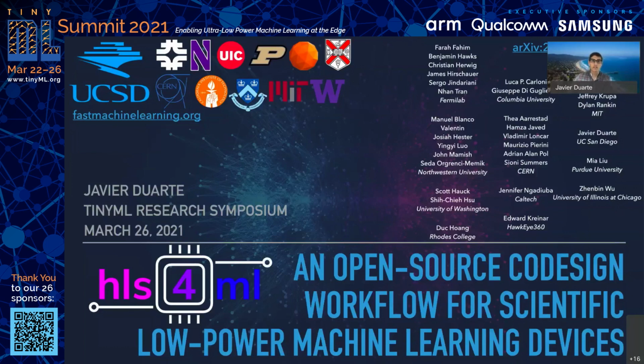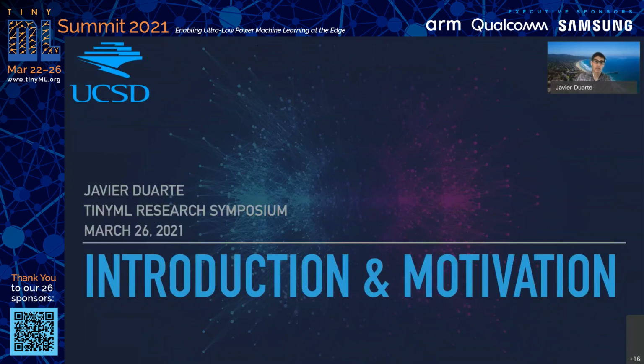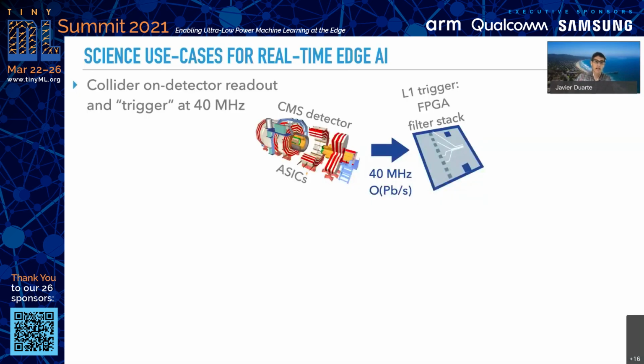So first, let me introduce a bit our motivation and what motivates our approach, which started from looking at real-time edge AI use cases in science. And so these science use cases for real-time AI near sensors are very numerous. So in my field, I work at one of the experiments at the Large Hadron Collider, where we collide protons every 25 nanoseconds at nearly the speed of light. And we analyze and read out the collision measurements in real time with on-detector ASICs and filter the collisions with off-detector FPGAs.